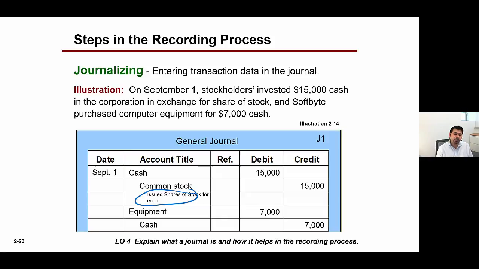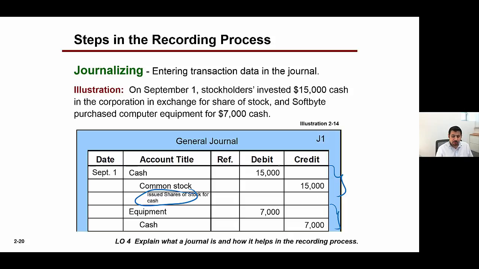Now this is a simple transaction. And why do we call it a simple transaction? Well, simply because it has one account that was debited and one account that was credited within each transaction. So this is the first transaction. This is the second transaction. In each one of them, we only had one debit account and one credit account.